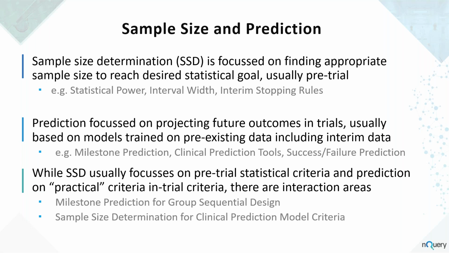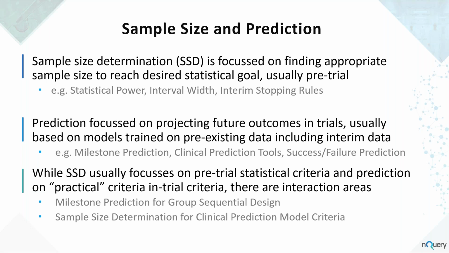On the other hand, prediction is usually focused on projecting future outcomes in our trials. So we're interested in more practical outcomes, such as when is X going to happen, how likely is X going to happen, and this is usually based on models which either use pre-existing data, either from other trials or other data sources, databases, etc., or perhaps more interestingly, based on the interim data that has become available in your trial as it's ongoing. So from a sample size perspective, usually the data as it comes in is really only being used to define what's going to happen based on some pre-specified rules.